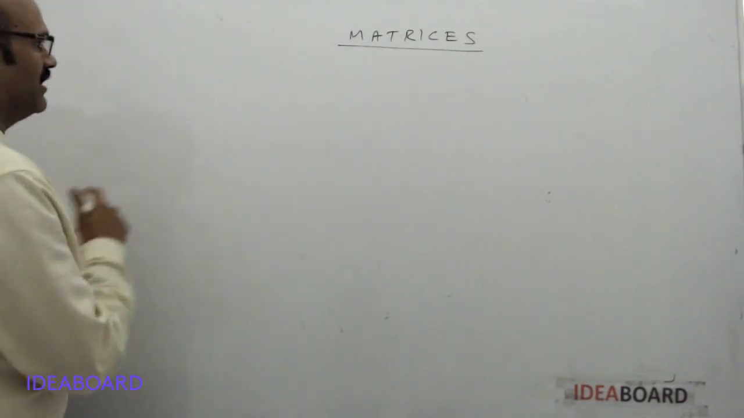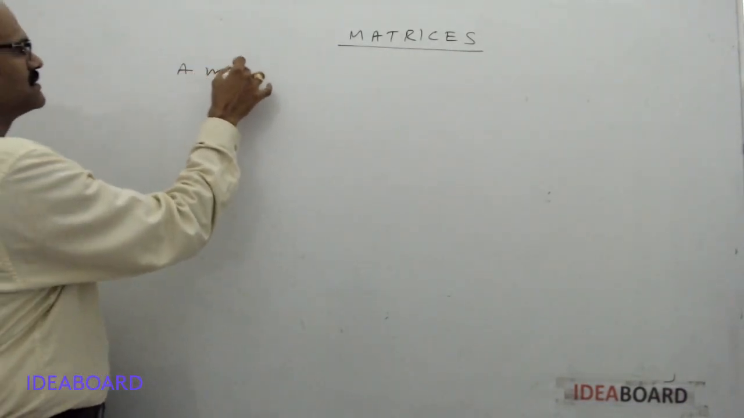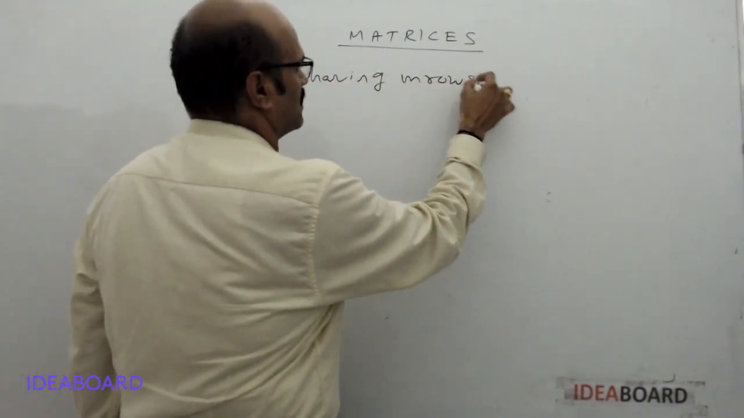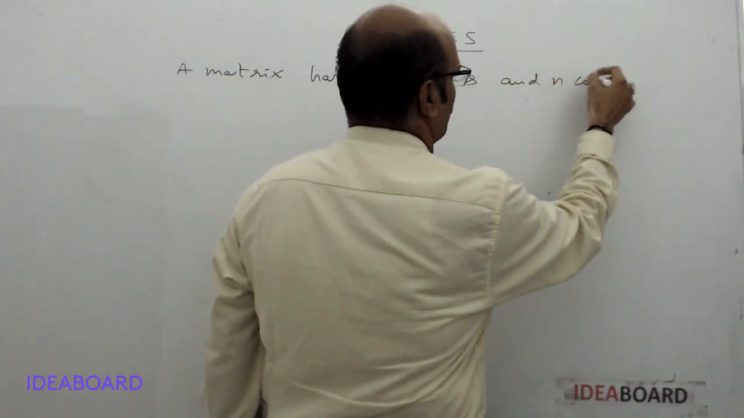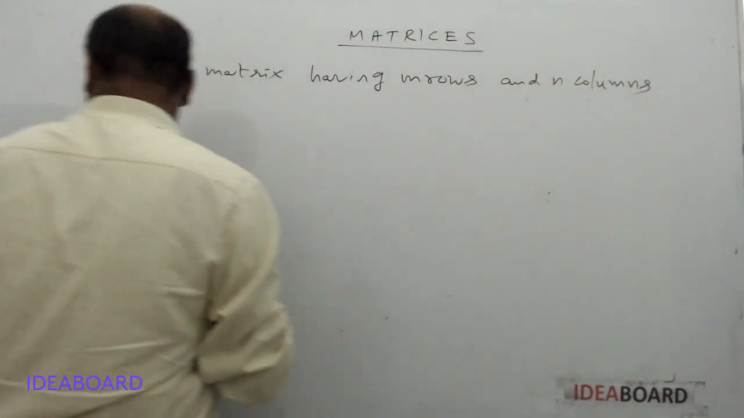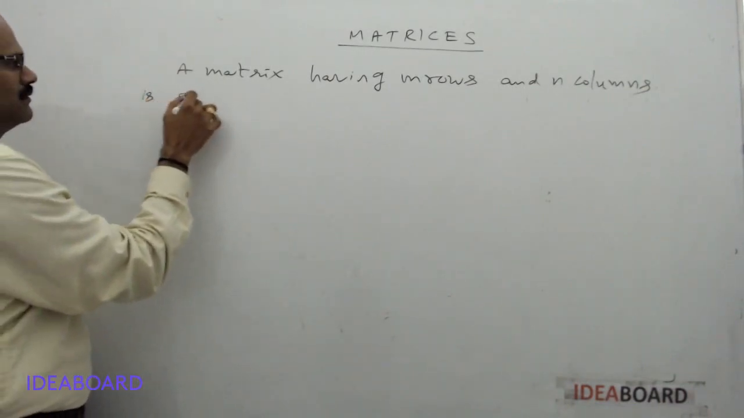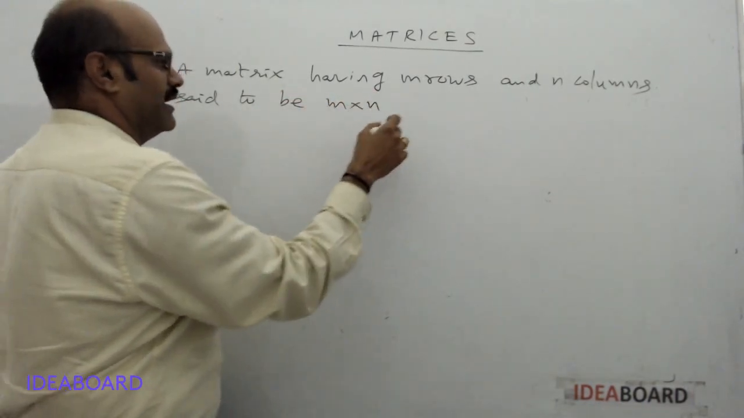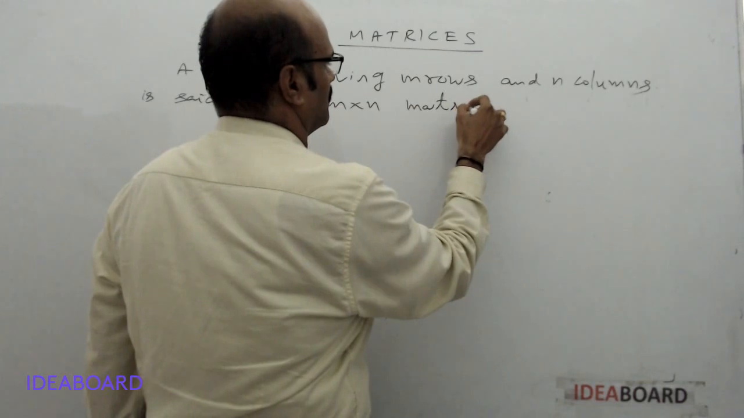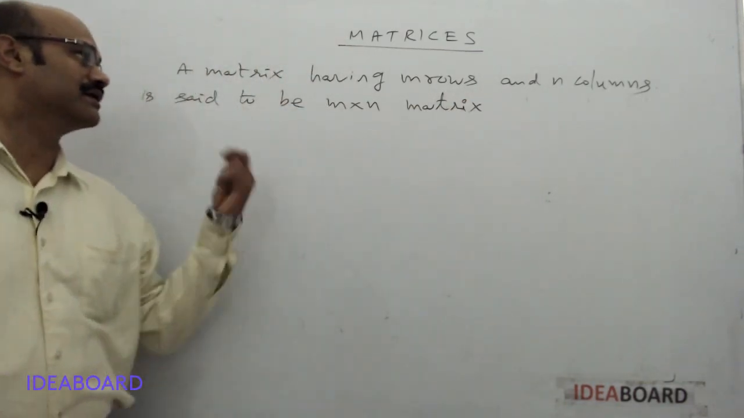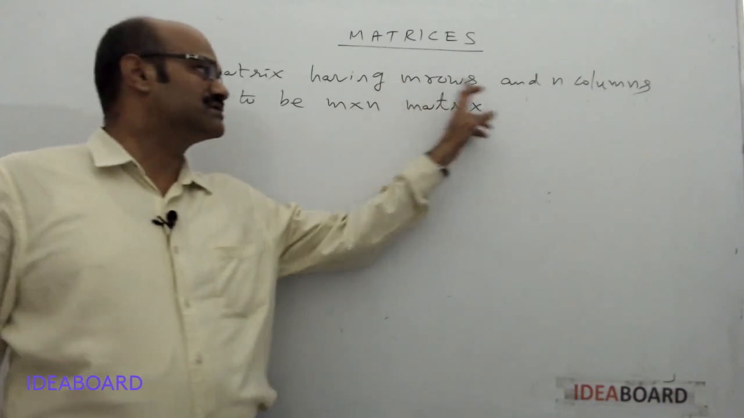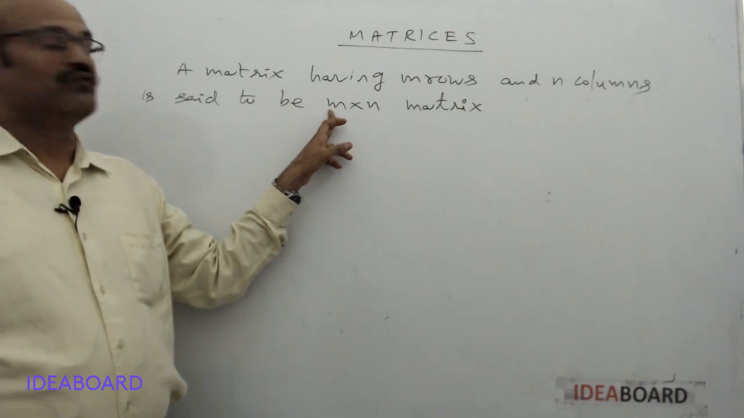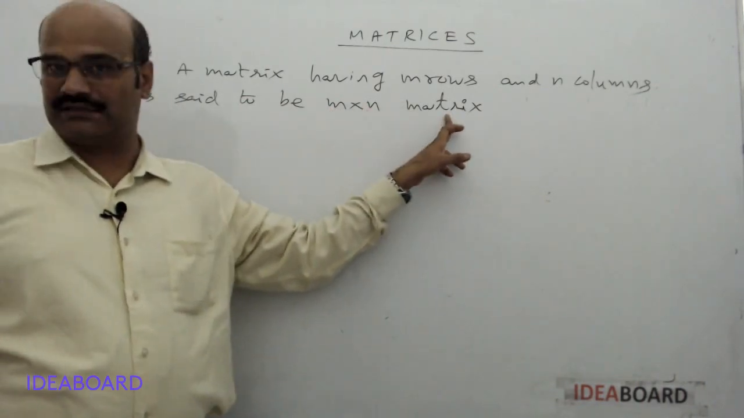Now, a matrix having m rows and n columns is said to be m by n matrix. If a matrix is having m rows and n columns, then we read it as m by n matrix.